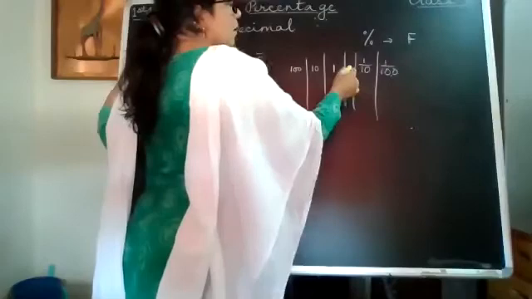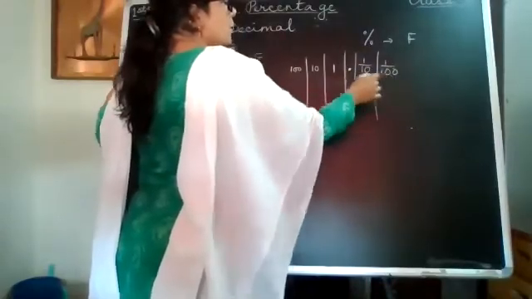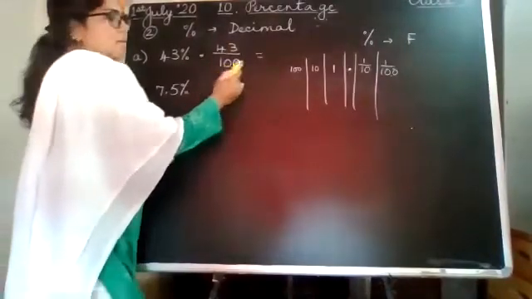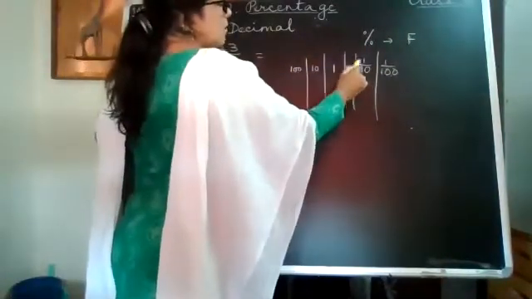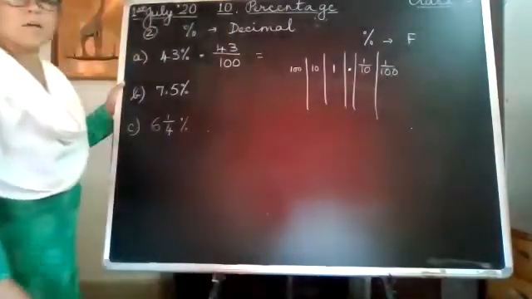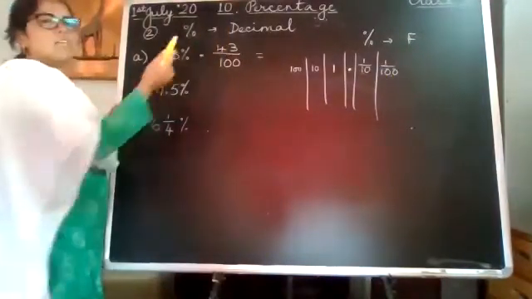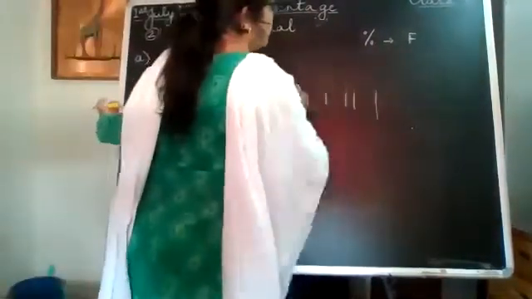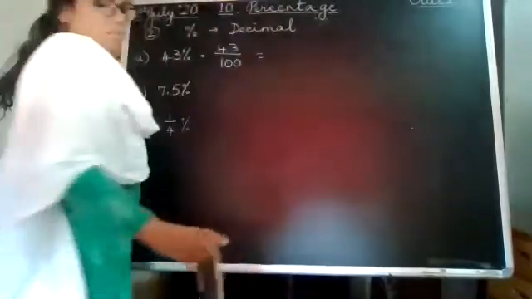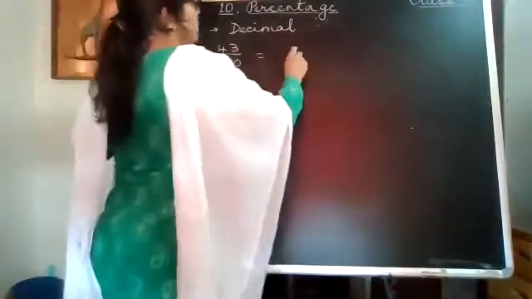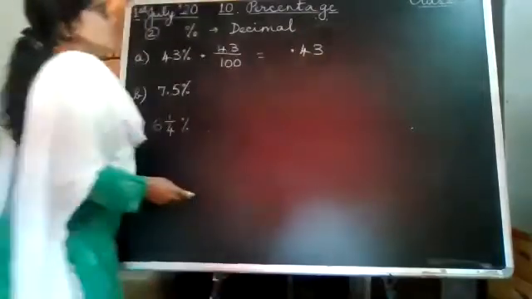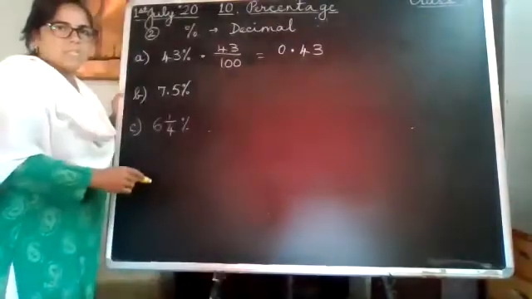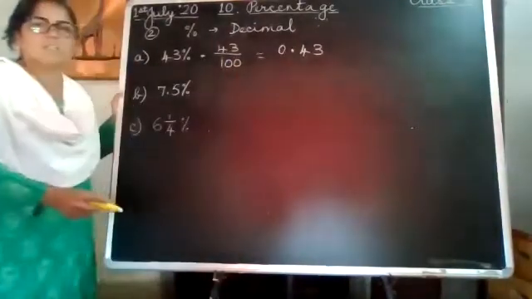So we want a decimal number which will have 2 digits after the point, because it is 100. Hundredths is here, point is here, 1, 2. 2 digits after the point. Now we have 2 digits already in the numerator. So how will we write it? 0.43. Now there is no whole number, no number before the point, so you just write a 0 over there.